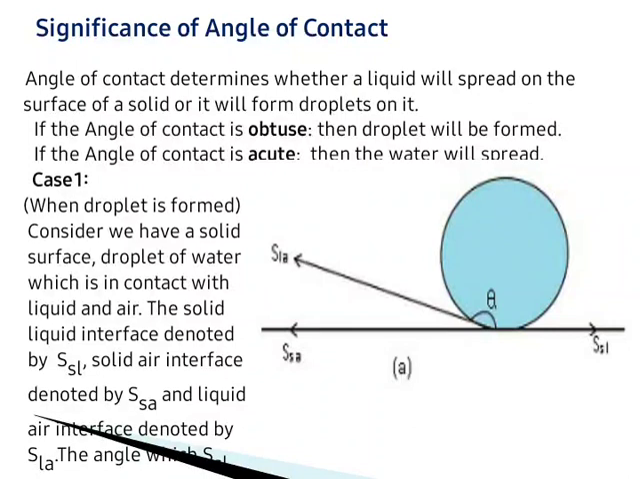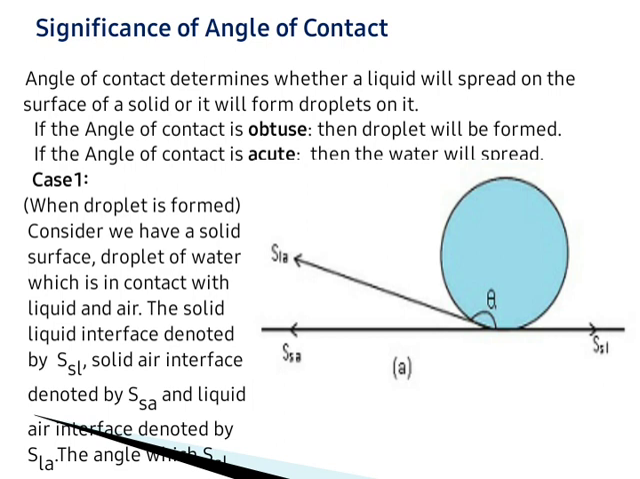You should understand that angle of contact is the angle between the line drawn tangentially to the curved surface of the liquid at its interface with respect to air and the solid surface. What is the significance of angle of contact? Angle of contact determines whether a liquid will spread on the surface of a solid or form droplets on it. If the angle of contact is obtuse, that is, greater than 90 degrees, then a droplet will be formed. And if the angle of contact is acute, that is, lower than 90 degrees, then water will spread. See the two different cases.